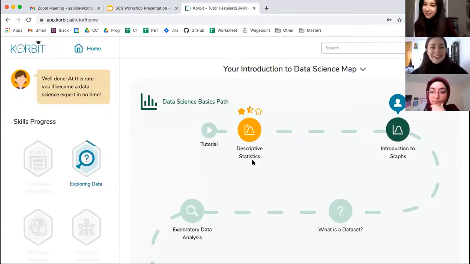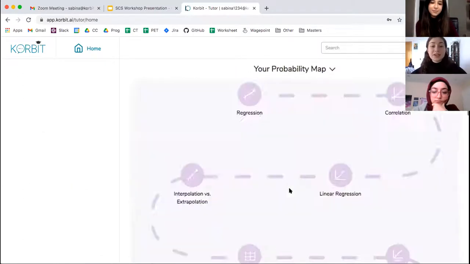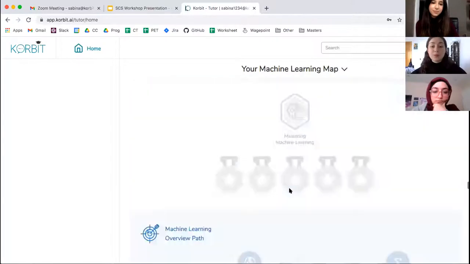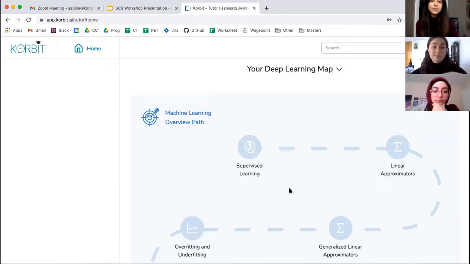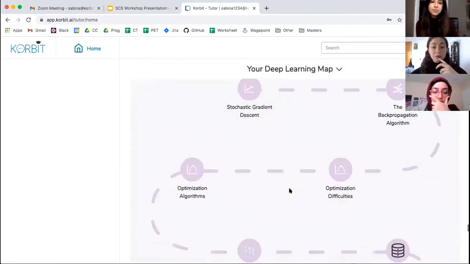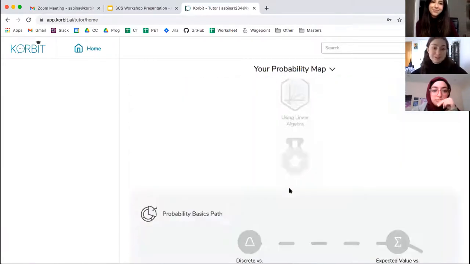So I guess it's kind of late now, so I will stop the presentation, but feel free to spend some time today or whenever you have time to go and explore the map. And as you can see, there's introductory things all the way to more complex machine learning. Here we're all the way in deep learning, right? So that's very difficult machine learning content. So as you go through, you're going to improve your knowledge and enjoy your time with Korbit.